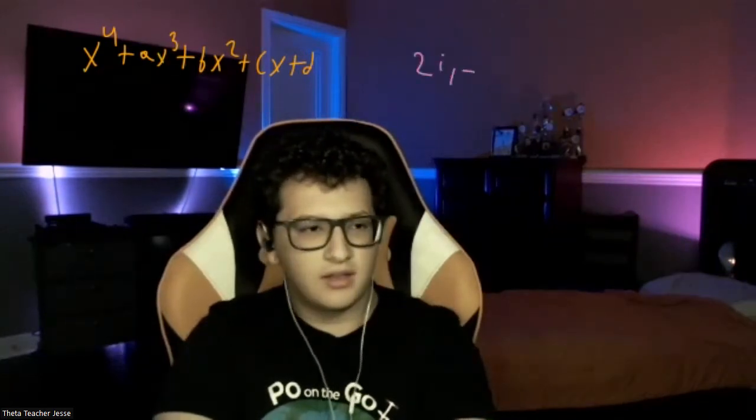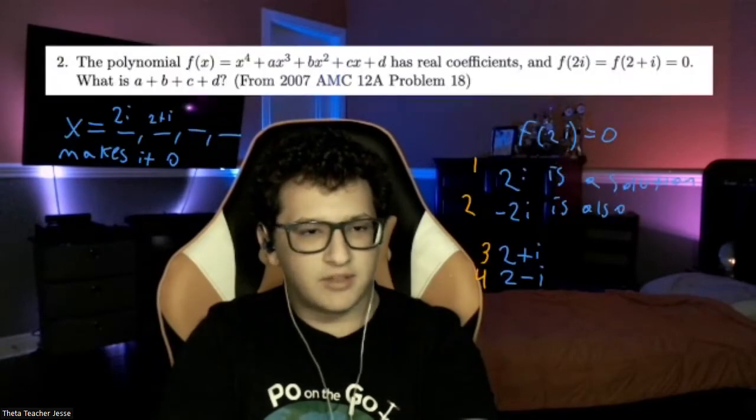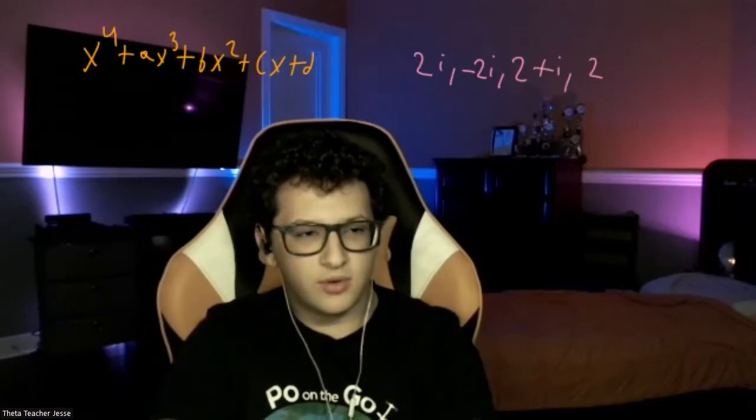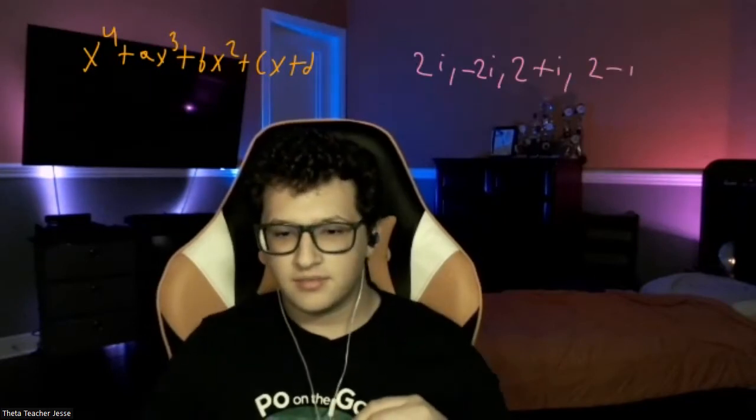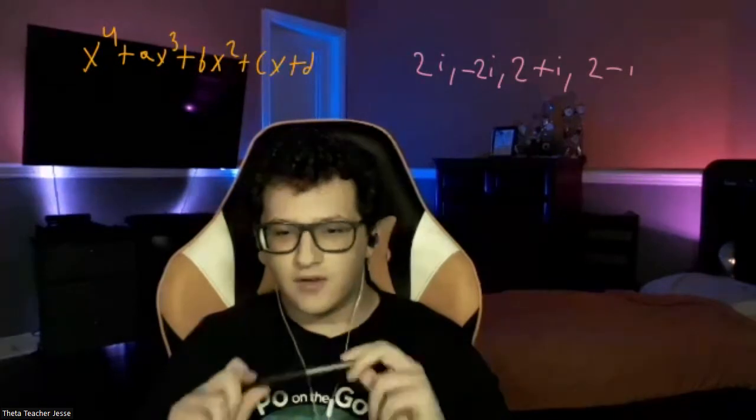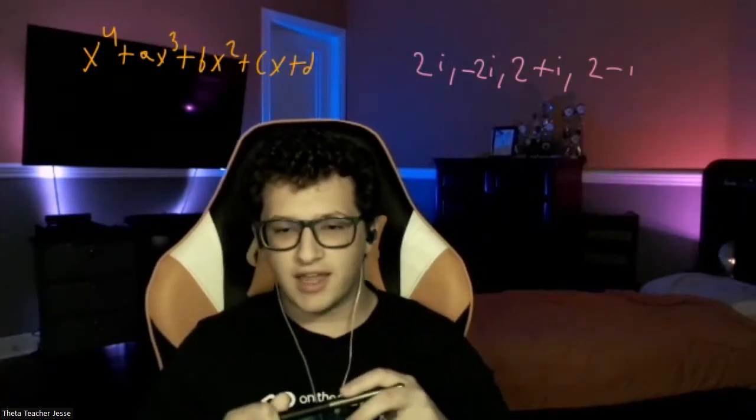Let me go to a new slide. x to the fourth plus ax cubed plus bx squared plus cx plus d. And we know our roots: 2i, negative 2i. Let's see, what are the other two? 2 plus i, 2 minus i. Okay, we're getting lots of great answers in chat sent to me.